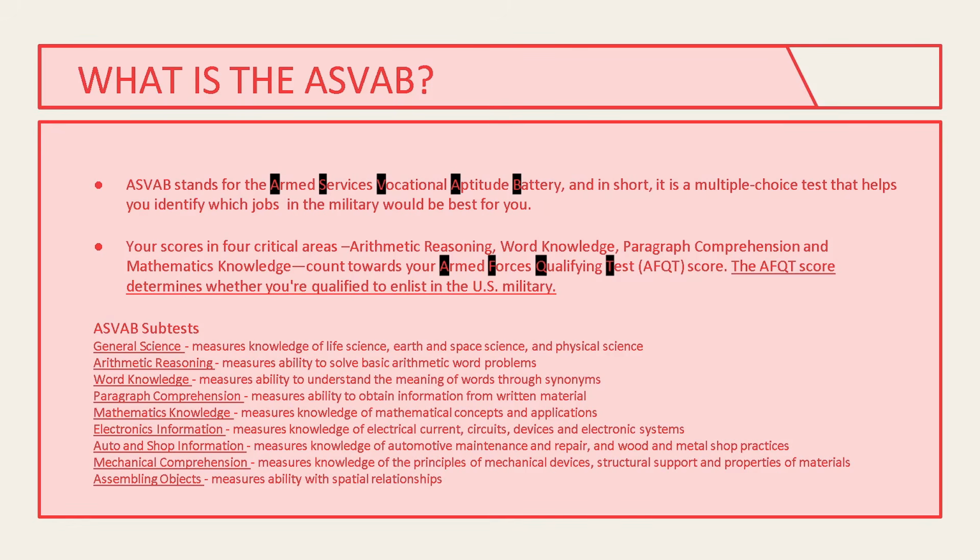As you can imagine, the ASVAB has more than just those 4 areas on it, and so I listed out those subtests here. And as you can see, they are general science, arithmetic reasoning, word knowledge, paragraph comprehension, mathematics knowledge, electronics information, auto and shop information, mechanical comprehension, and assembling objects.